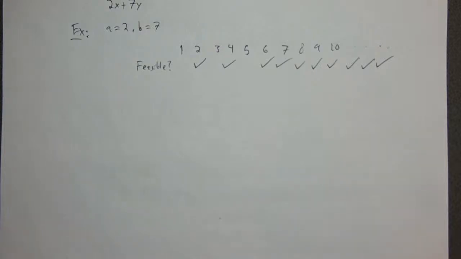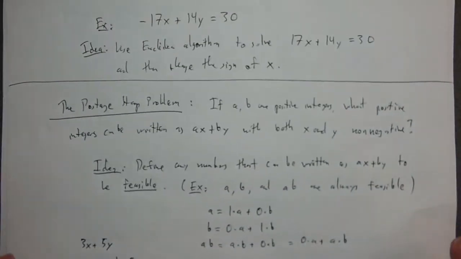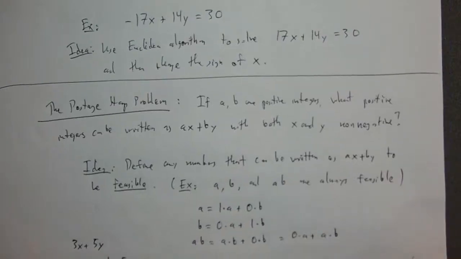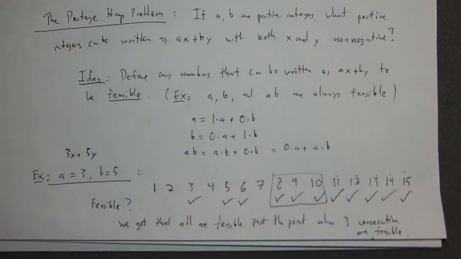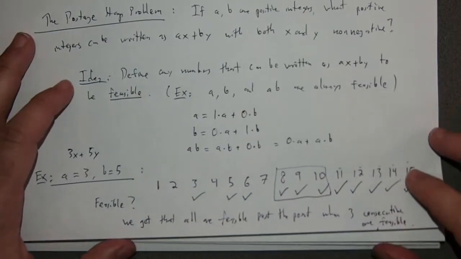Okay, so what did these tables help me to notice? Let's go back to my previous table. So if I were to look at this little chart and say, okay, what I'm interested in, I guess, is the last number that is not feasible, since this sort of thing seems to happen in these problems, that there's a last integer that's not feasible, and then past that point, the rest are all feasible. So how does this work?